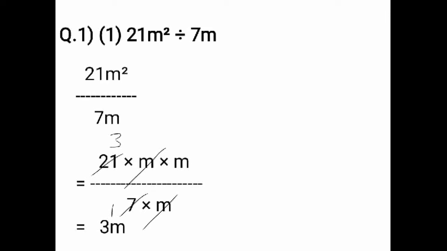Now you have to divide 21m square by 7m. You already got the quotient here. So the quotient you have to write is only the number which you got. 21m square divided by 7m. 7m into 3m is plus 21m square. When you multiply 7 into 3m, plus into plus is plus.